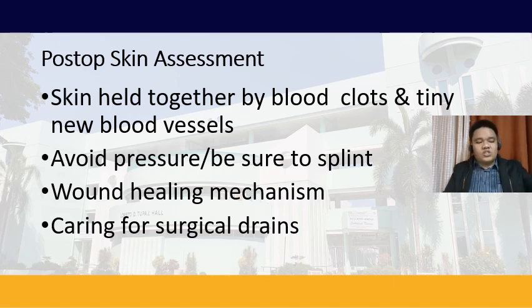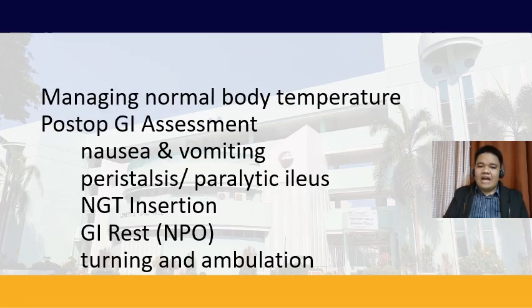Also, you need to care for the surgical drains of your patient. Surgical drains, class, are not only intended to drain the fluids, but are also intended to decrease the pressure inside. Because if there will be a lot of fluids inside, class, there will be an increase in pressure, hence hindering your wound healing process. Now, managing normal temperature is also important. Take note that intraoperatively, your patient might have blood loss. Post-operatively, it increases the risk of your patient for hypothermia. That's why a warming blanket is recommended.